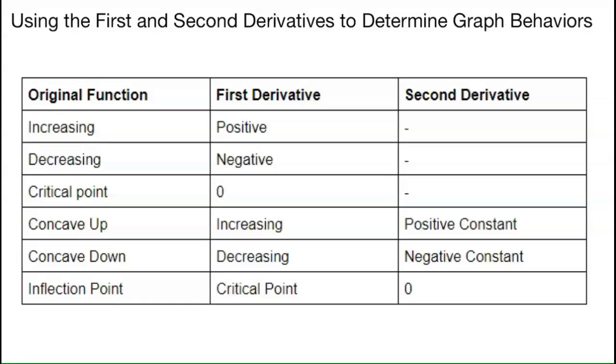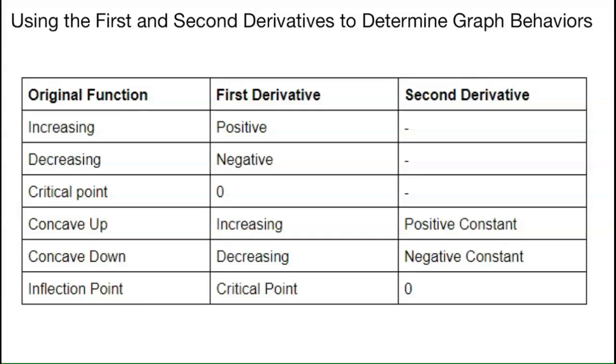When the original function is increasing, the first derivative is positive, and we cannot determine anything about the graph of the second derivative. When the original function is decreasing, the first derivative is negative, and we cannot determine anything about the second derivative. When the original function is concave up, the first derivative is increasing, and the second derivative is a positive constant. When the original function is concave down, the first derivative is decreasing, and the second derivative is a negative constant. Additionally, the original function has a critical point where the first derivative is equal to 0, and an inflection point where the second derivative is equal to 0.